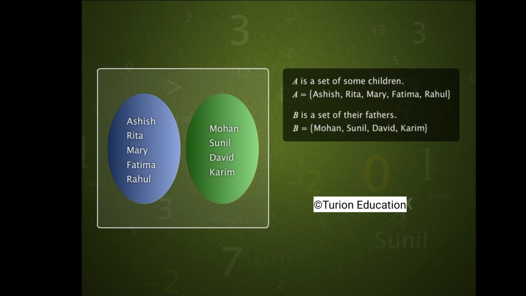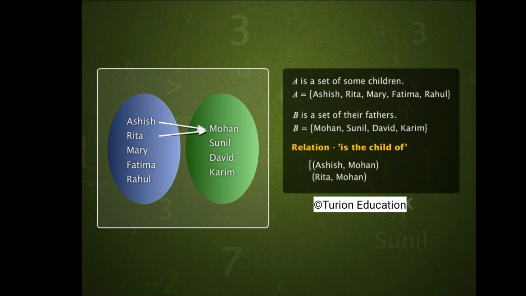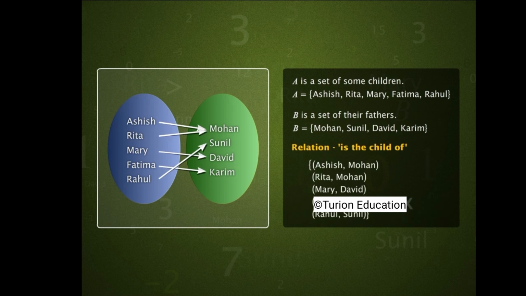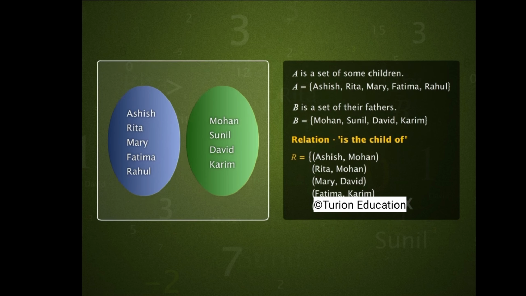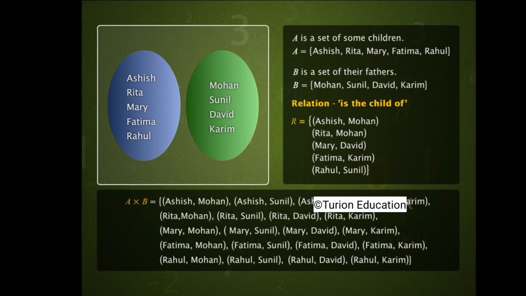Say Ashish is the child of Mohan. So we map Ashish to Mohan. Let us write that as an ordered pair as well. Similarly, we represent the other child-father pairs. Now, this set of ordered pairs that has emerged is the relation described as "is the child of." We can call this relation R. Now, we can write the Cartesian product of the two sets A and B as follows.